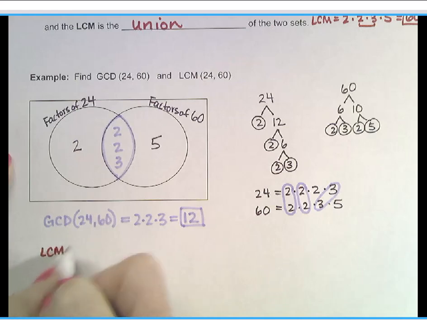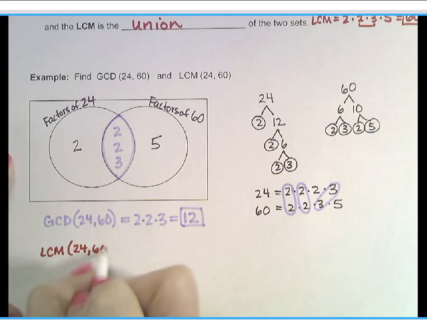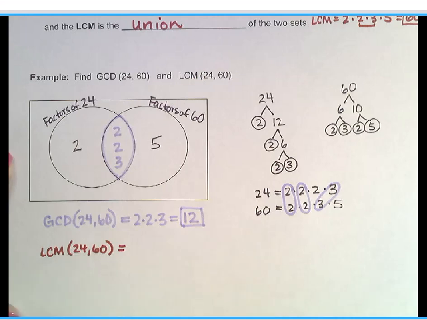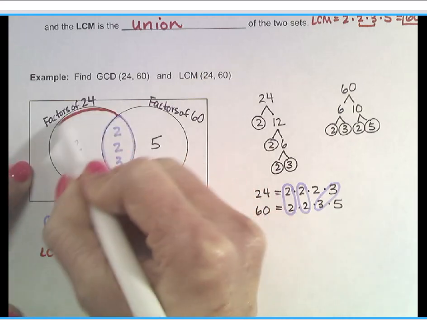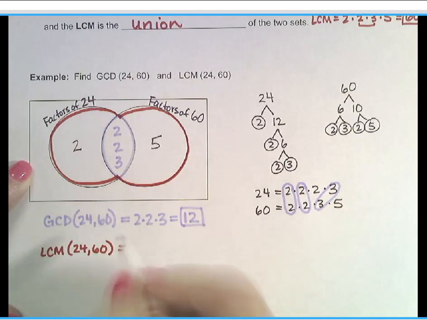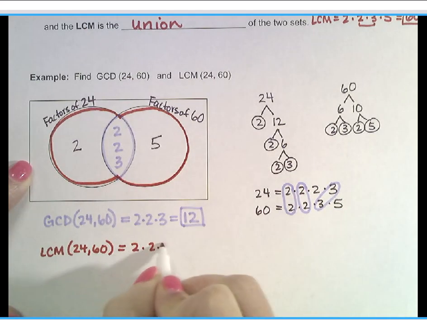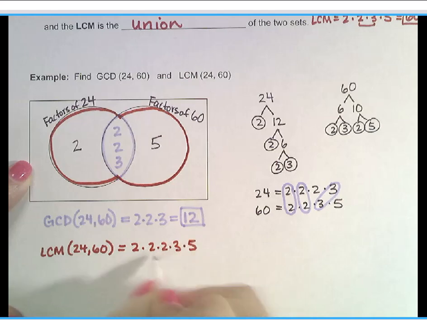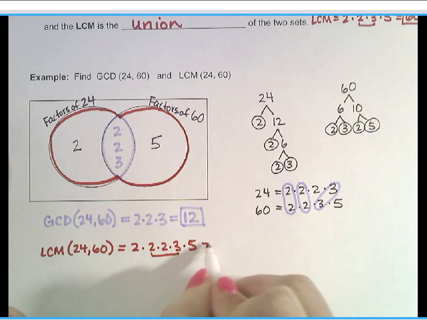The LCM of 24 and 60 would be the union. So all of the numbers that I just circled. So 2, 2, 2, 3, and 5. Again, those are the common ones there in the middle. And if you multiply all of that together, you should get 120.